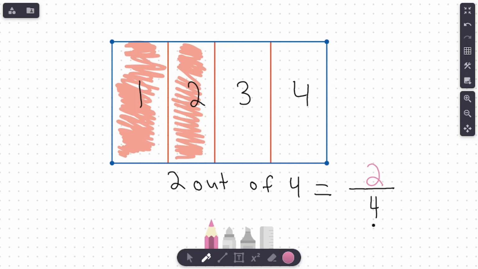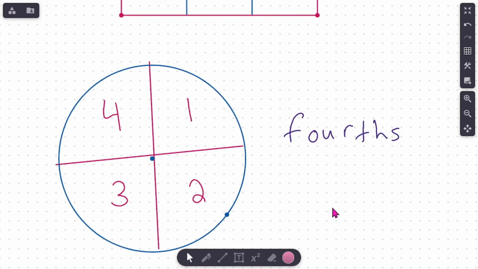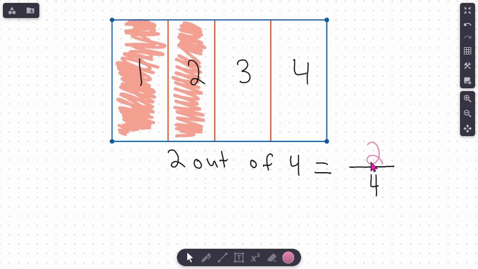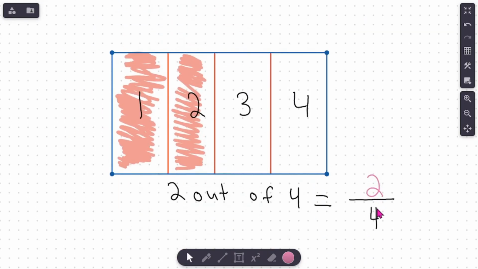1, 2, 3, 4. And that's how we got our fraction. Does anybody know how to say this? This is a really good one. We say this as 2. So say that number. 2. And then do you remember what we just did in the problem before? What do we say if we break it into 4 sections? Fourths. So let's put all that together. We've got 2 fourths. All right, it's a little bit tricky.